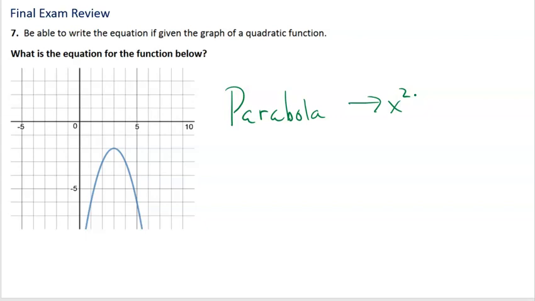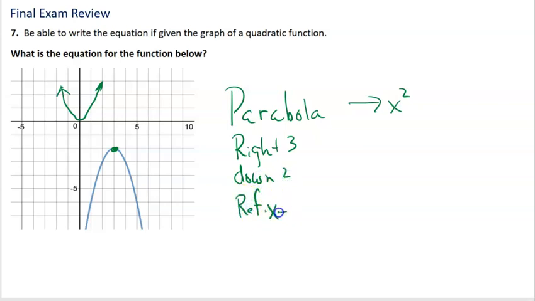Now, what has happened to this parabola? Well, it's been scooted to the right 3 units. Normally the regular version of this looks like this, okay? But notice it's been moved over to the right 3 and even down 2. So if I list what's going on, right 3, down 2, and look, it's even upside down. This is a reflection in the x-axis, okay?